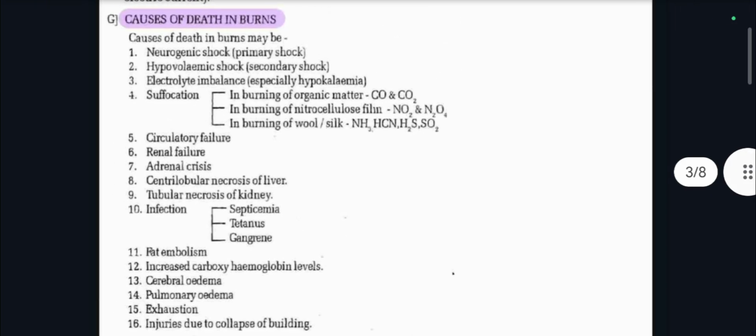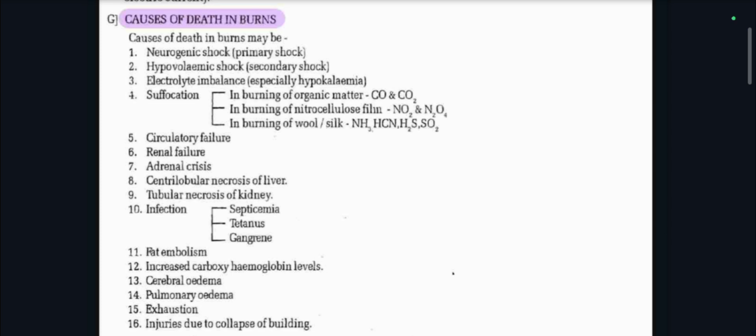I want you people to divide these 16 points in 4 parts of 4 points each. So what are the first 4 points? Without looking at the screen, you may memorize with me. Number 1 is hypovolemic shock. Number 2, neurogenic shock. Then number 3 is electrolyte imbalance. Then suffocation. First set is done.